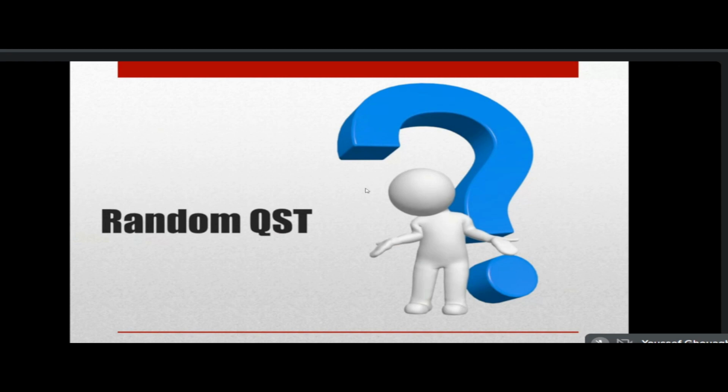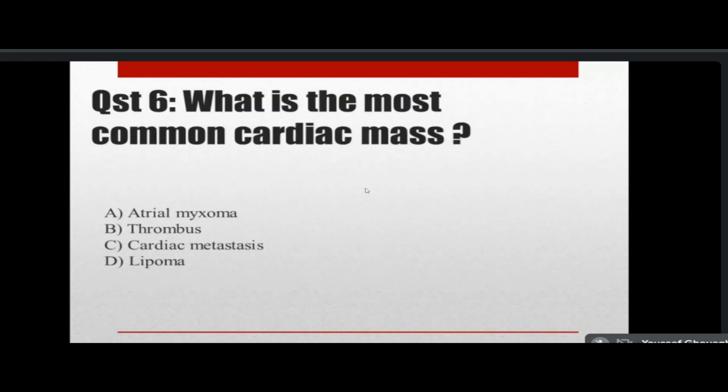After we finish our case presentation, I have a random question about the intracardiac mass. Question number 6. What is the most common cardiac mass? Atrial myxoma, thrombus, cardiac metastasis, or lipoma, which is the most common primary cardiac mass?